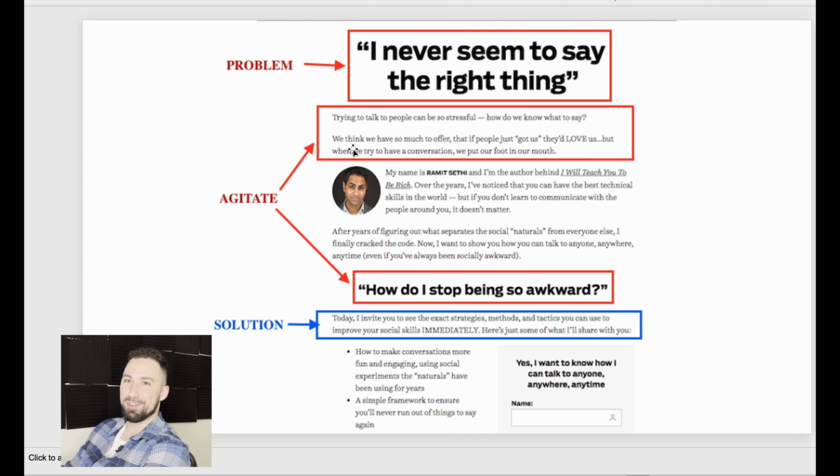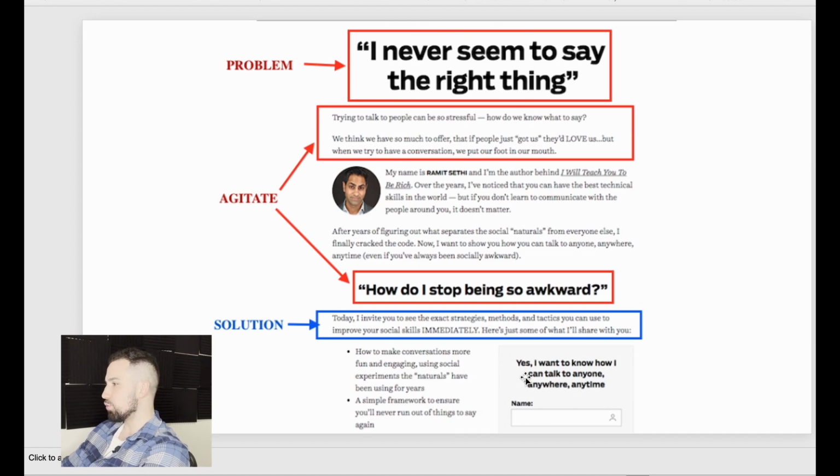Like they wouldn't say yes, of course. But if you actually agitate, getting to know the person, the agitation process is like getting to know the person, right? You have to agitate the problem. And then he goes on and says, my name is something something, and he explains, he built some credibility here, and how do I stop being so awkward? So he still continues the agitation, and then he offers the solution.